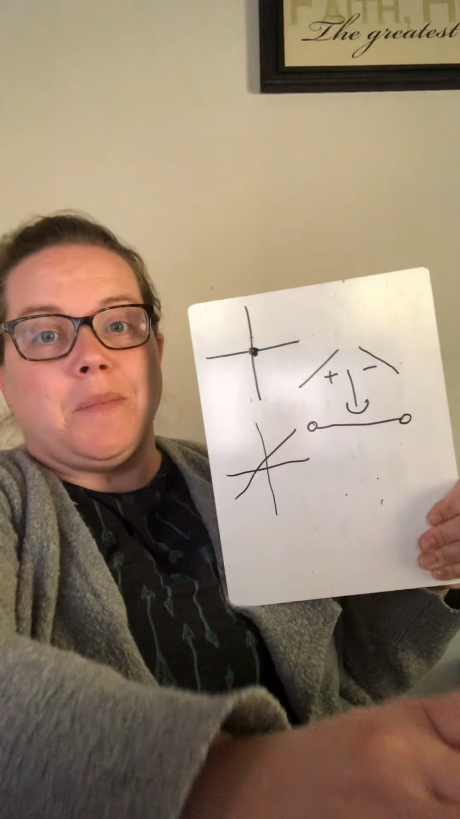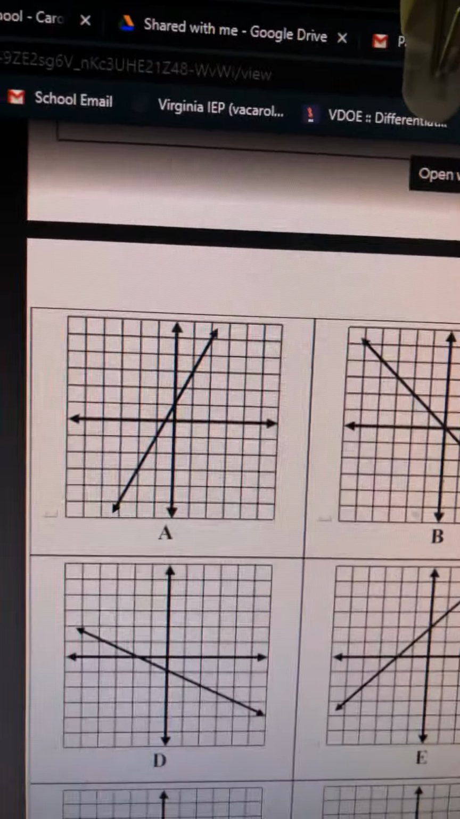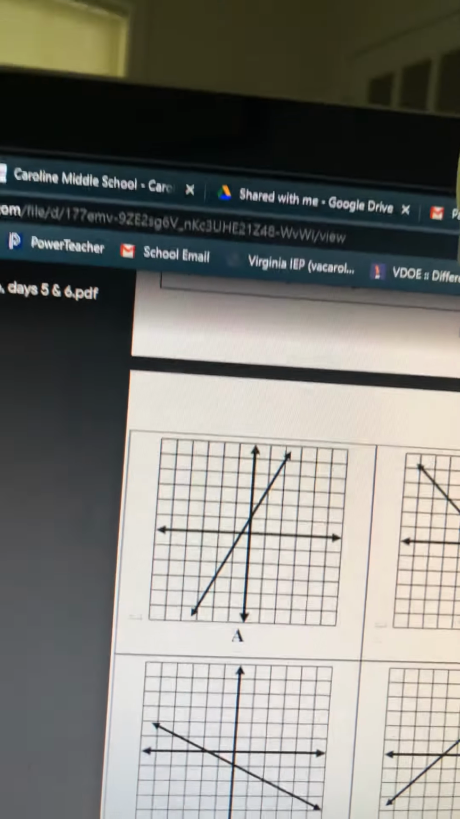Yes, okay. So what I'm going to do is turn it around and show my computer screen real quick so we can walk through this together. Okay, so here's my origin, right? It's going up and to the right, so I know it's positive. It crosses my y-axis at +1, okay? So +1 will be my y-intercept.